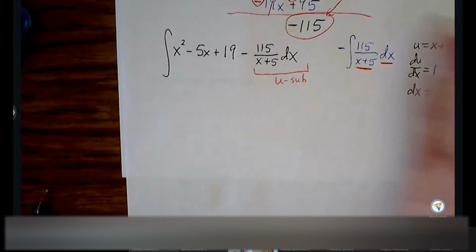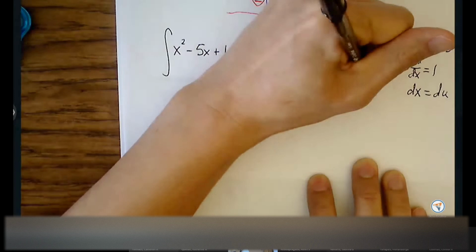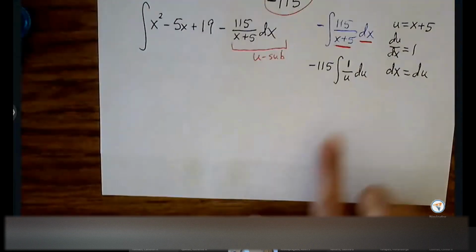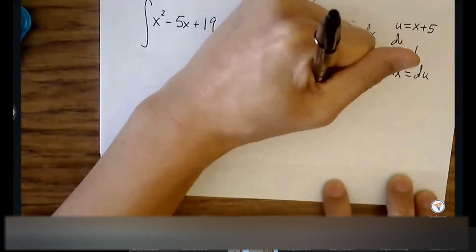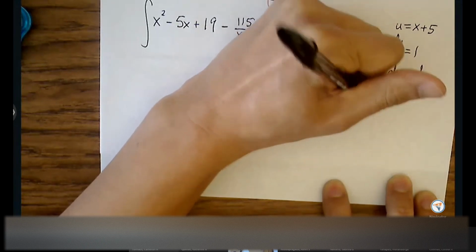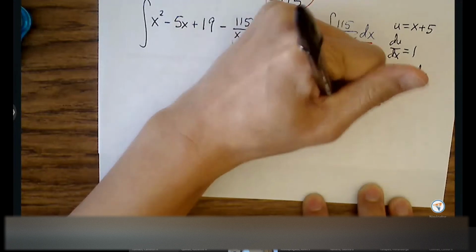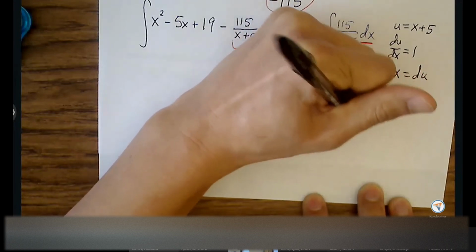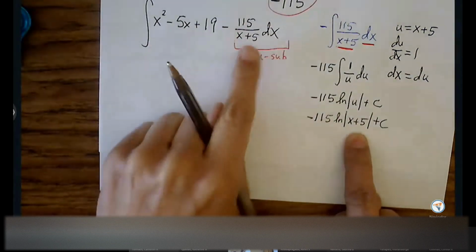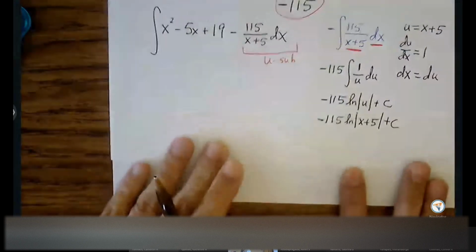We make our substitution. I'm going to pull the negative 115 out. And I'm left with 1 over u du. This is just natural log with the coefficient of negative 115. And then replace the u back in terms of x. And this is the antiderivative of this. Okay. Any questions?